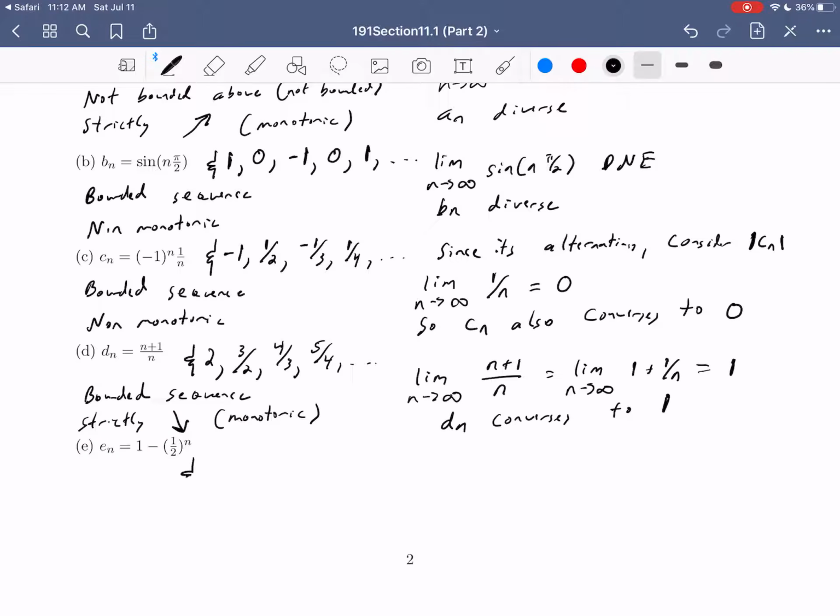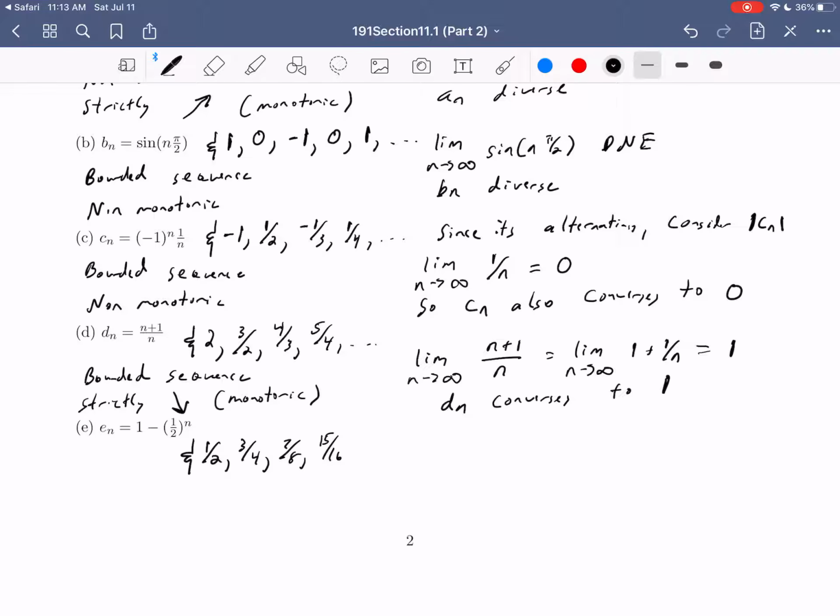Let's again assume that maybe n starts at 1. So this starts at 1/2. Then when n is 2, we get 1 minus 1/2 squared. 1/2 squared is a fourth. So 1 minus a fourth is 3/4. Then at n equals 3, we get 1/2 cubed, which is 1/8. 1 minus 1/8 is 7/8. When n is 4, we get 1/2 to the 4th, which is 1/16. 1 minus 1/16 is 15 over 16. Okay. Is this bounded?